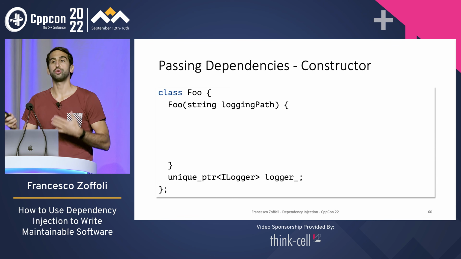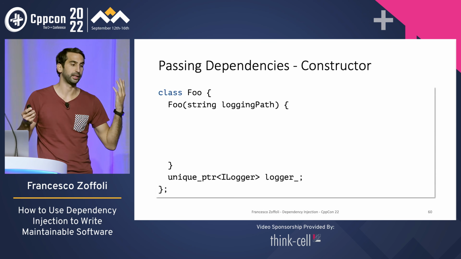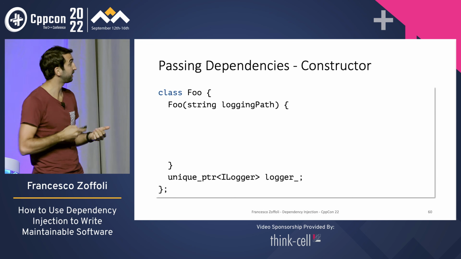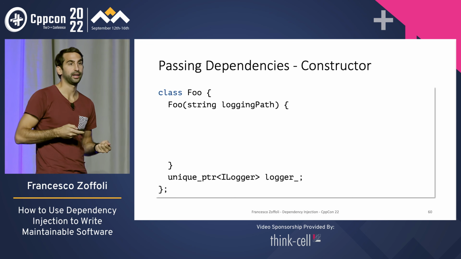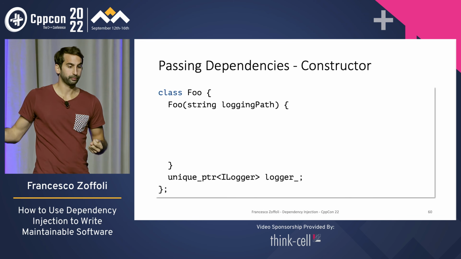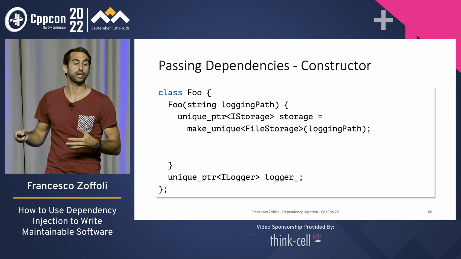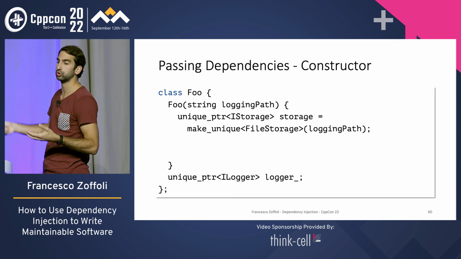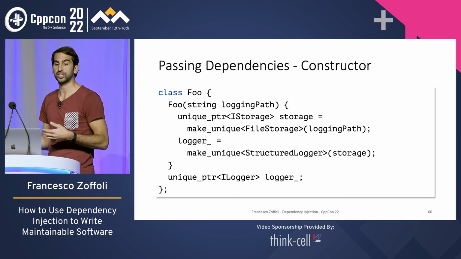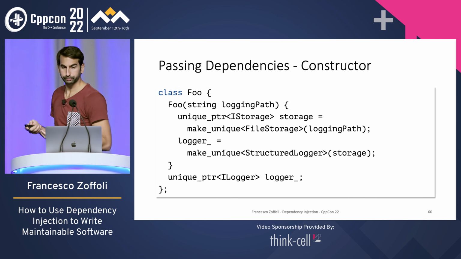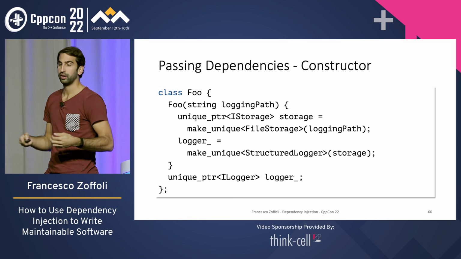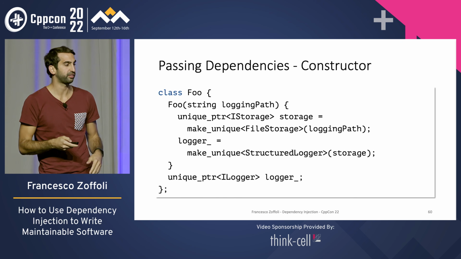Let's look at an example of how you can find classes in the wild. You would have a Foo which needs a logger, and it takes a logging path as an argument. And then in its constructor, it creates a file storage with the path on where the log is going to be stored. And then it creates a structured logger and assigns it to the logger. And then it's going to use its structured logger for the duration of its lifetime.